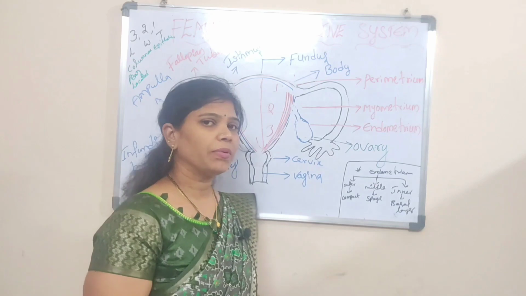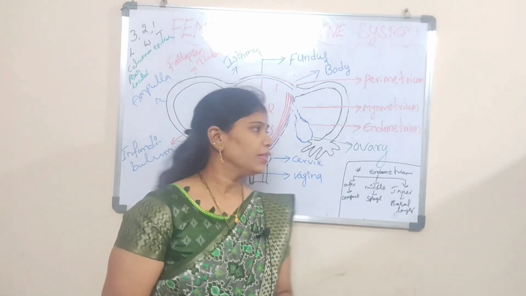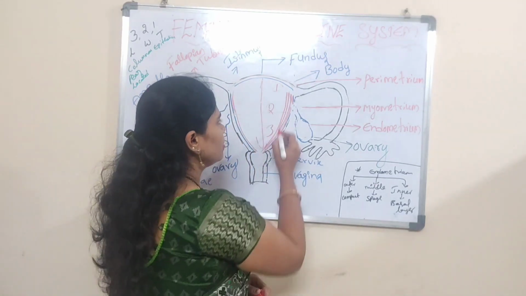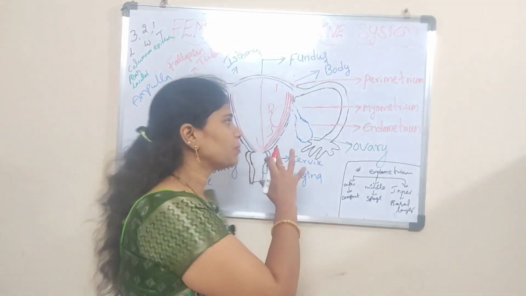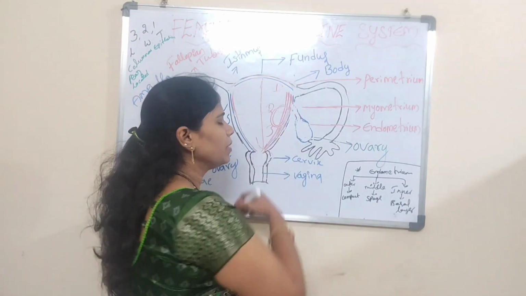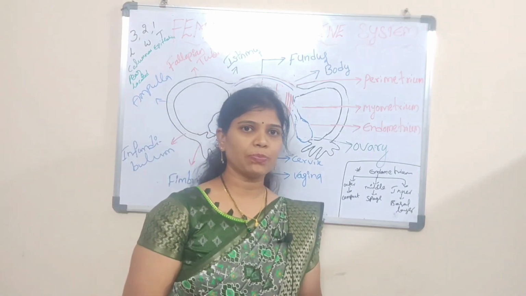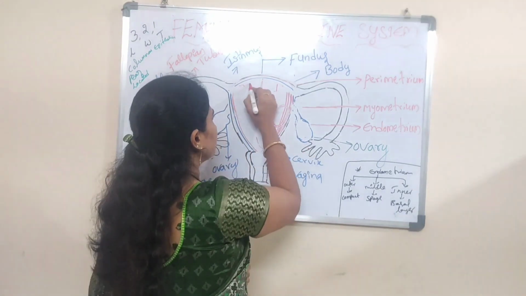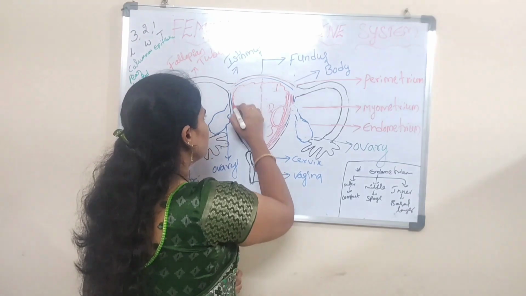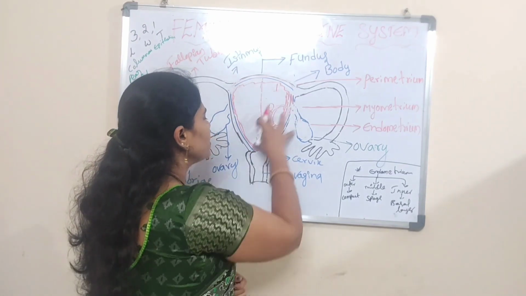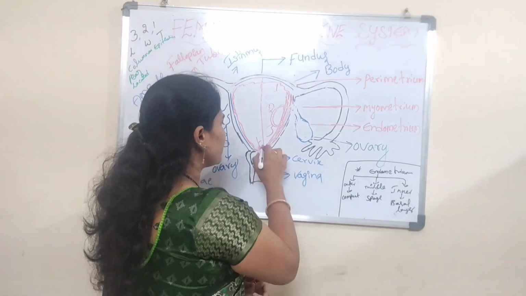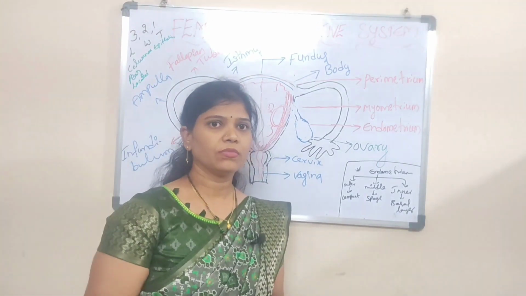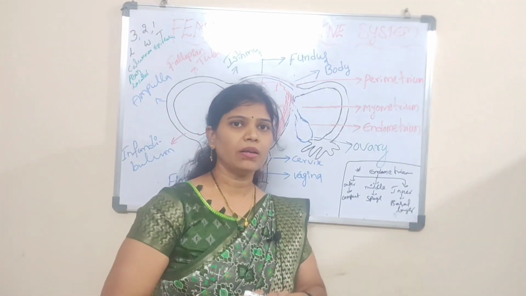And what are the main functions of the endometrium? The endometrium has the main function of implantation. The blastocyst implants in this place, especially in the endometrium. If implantation does not take place, this endometrium, which contains many blood vessels, has all these blood vessels damaged and destroyed, and it flows out as menstrual blood. That is the main function of the endometrium.